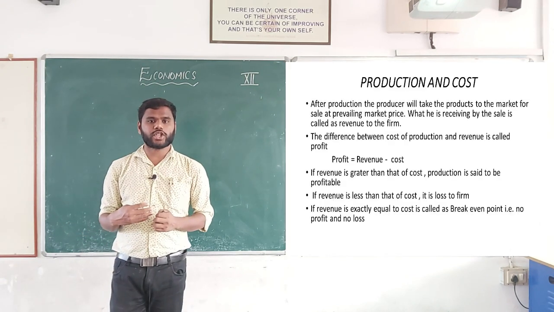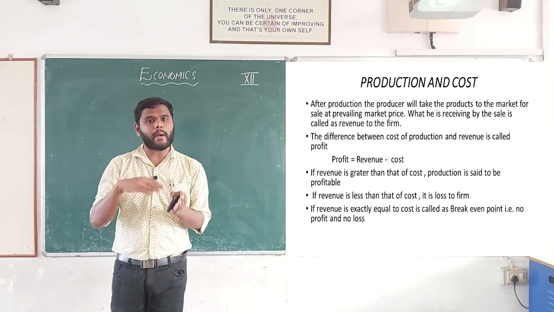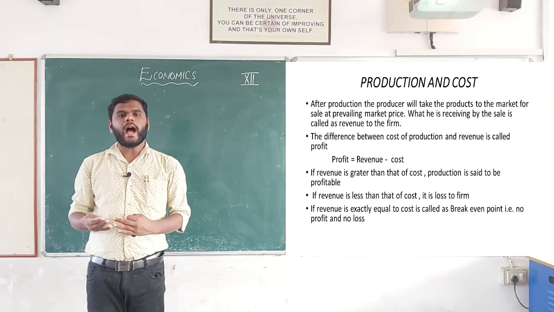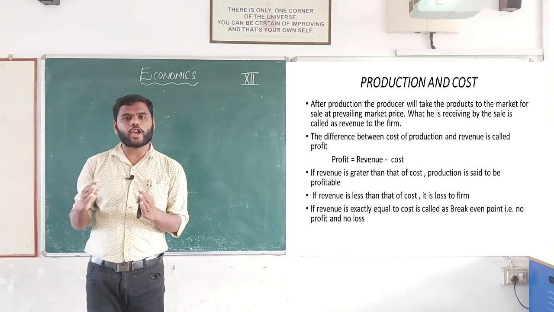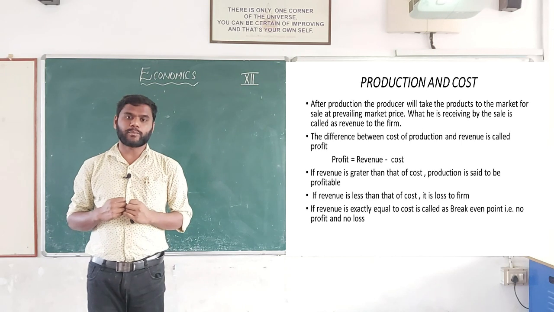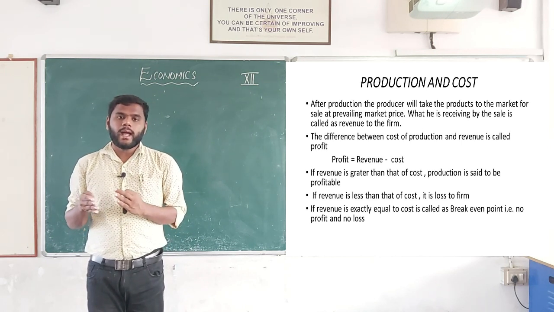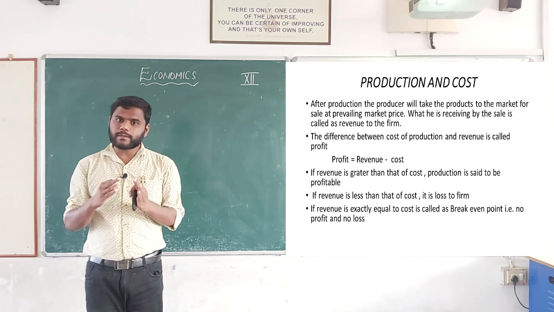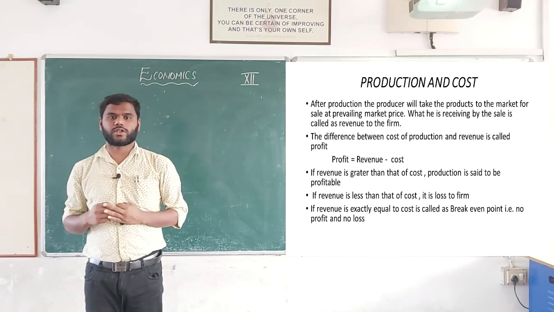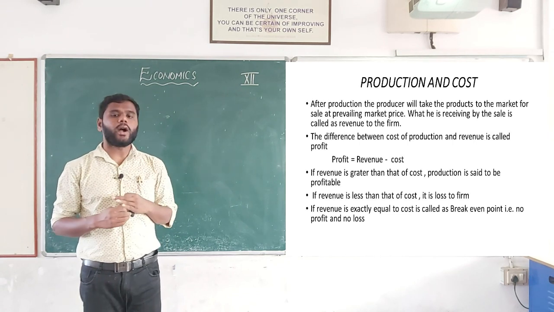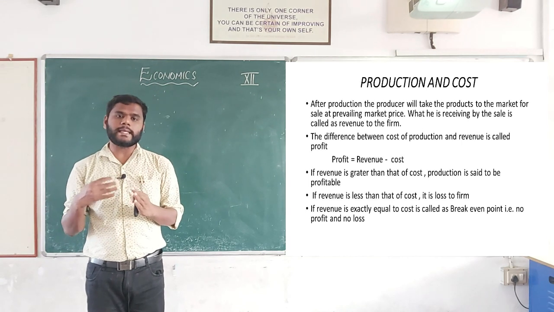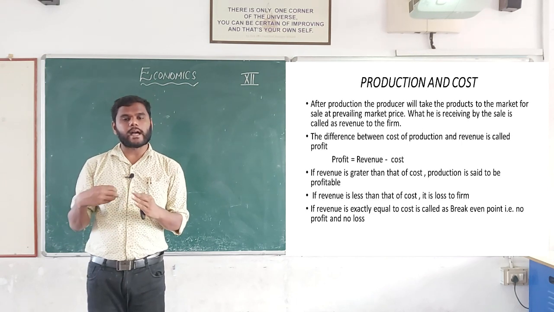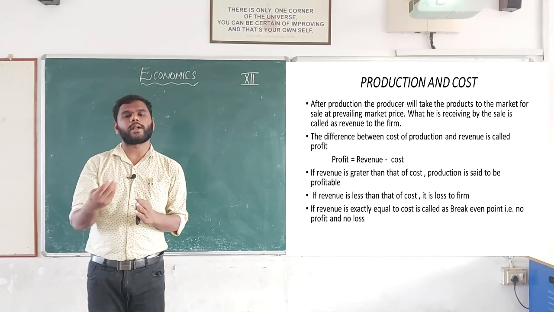After the production, the producer takes the product to the market and sells it at a market price, and what he receives after the sale of that product is known as revenue. So what is profit then? Profit is the difference between revenue and cost of production. That is, profit is equal to revenue minus cost. Revenue is the return from the sale of that particular product, and cost is all the expenses used for producing the particular commodity.